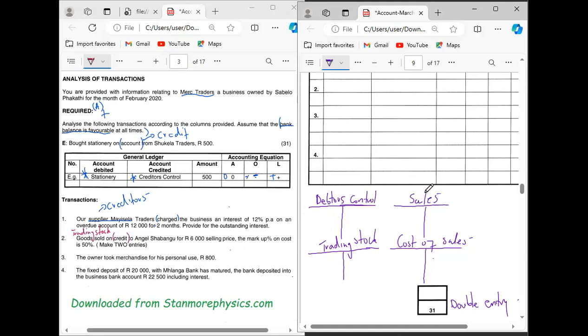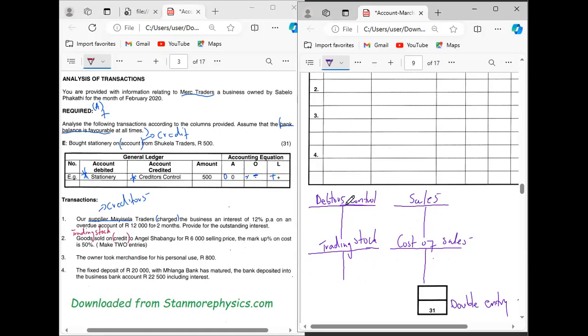But what did we sell on credit? We sold our trading stock. And trading stock needs to leave the business using its cost of sales. And then we start classifying the accounts. This is what basically we needed. So guys, the selling price will have to go with sales. And then we start now.